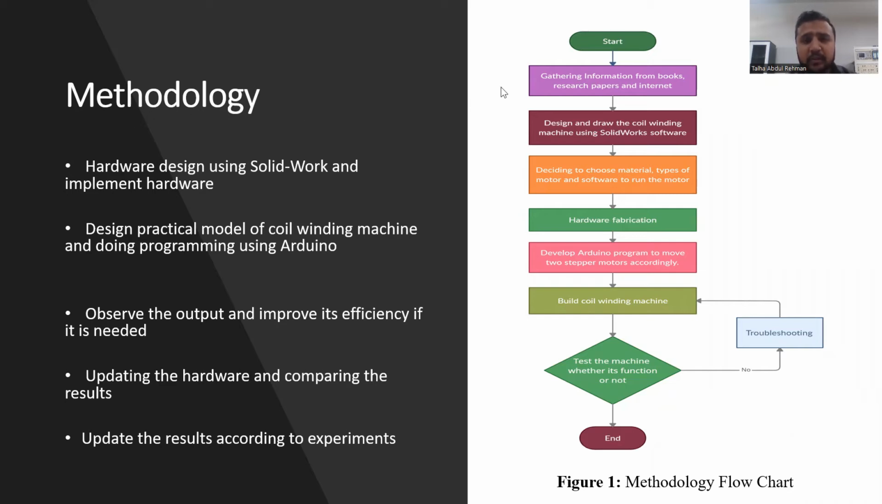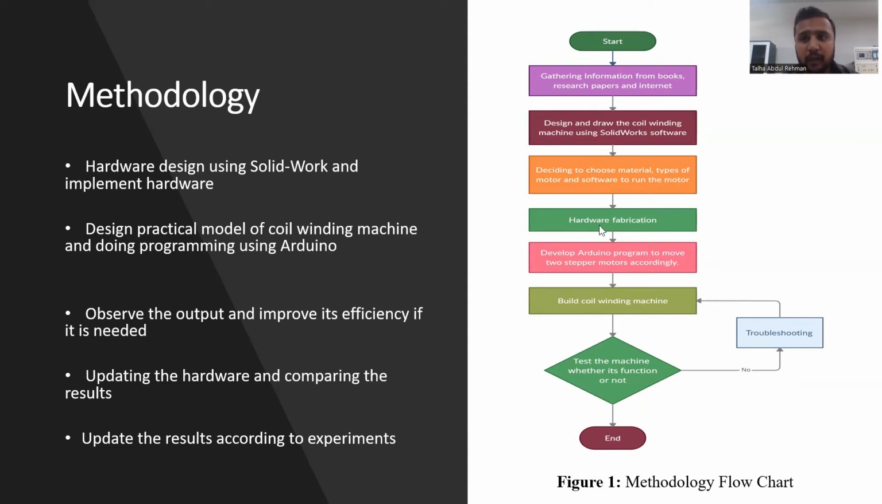In the methodology, first of all, we have to gather information about our project, that is the literature review. Then after that, we will design an automatic coil winding machine using SolidWorks software. That is the hardware part of our project, so we will design our hardware part on SolidWorks. Then we have to decide the material, types of motors and software to run the motor. For the type of motor, we use stepper motors, and the software that we use for coding is Arduino.